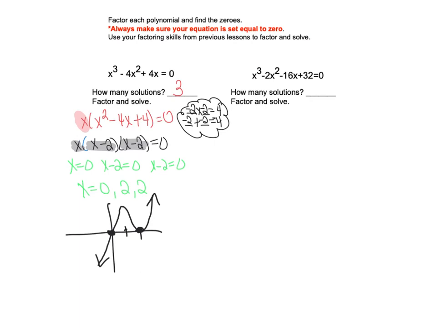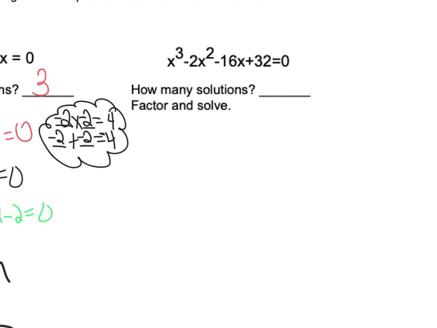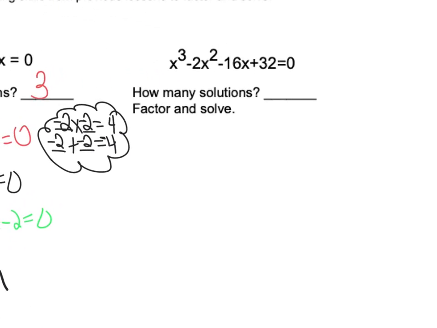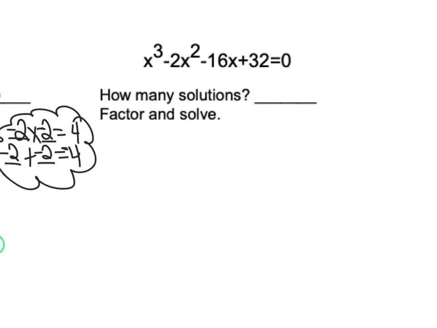Okay, so then let's move on over here to the second one. First things first, let's count how many terms it has. It has 4 terms, which means I should be thinking factoring by grouping. I want to know how many solutions I'm looking for. Well, the highest exponent again is 3, which means I'm looking for 3 solutions when I am done.